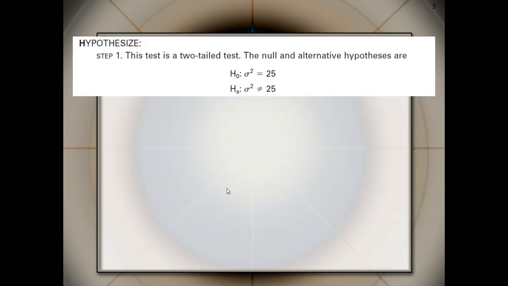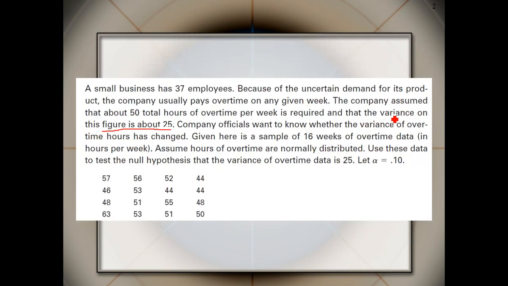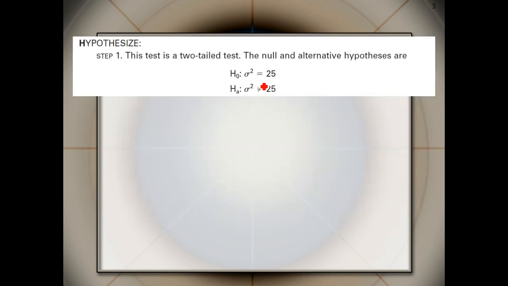So let's go ahead. So we are saying, is the population variance, sorry, variance is 25 or not. So that's the null hypothesis. If it is not, that's the alternate hypothesis, so it's a not-equal-to sign, so hence it's a two-tailed test. That's why I have written here two-tailed test.